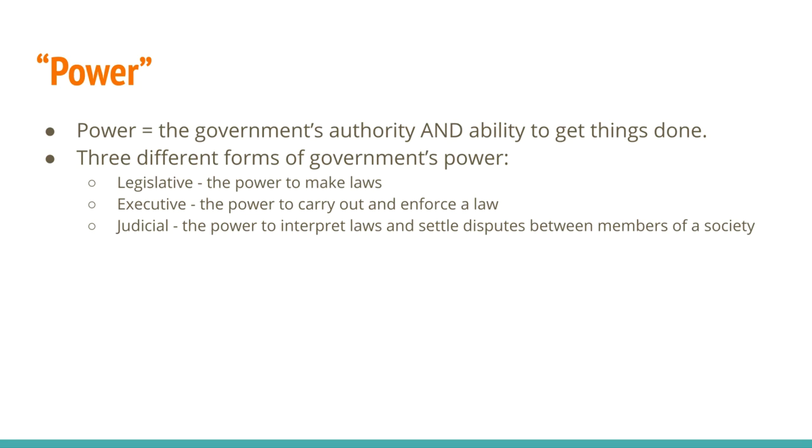The first is legislative. And you'll learn a lot more about this when we talk about the American legislative branch, but for now, just think of this in general terms, right? This is for all governments. These are the three different forms that power can manifest, okay? So first, legislative is the power to make laws, okay? The power to actually decide what should be a law and why.